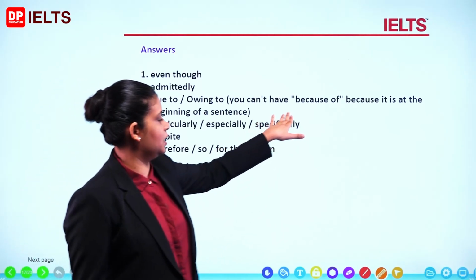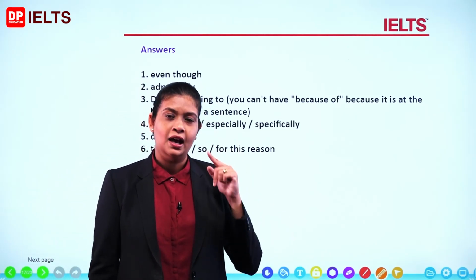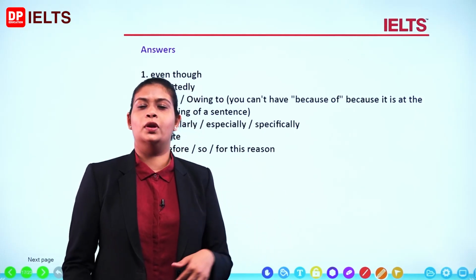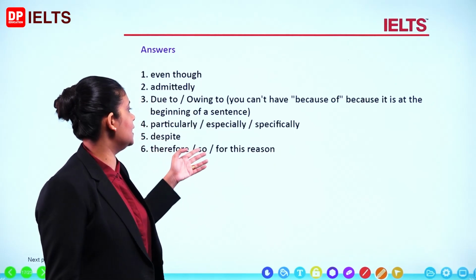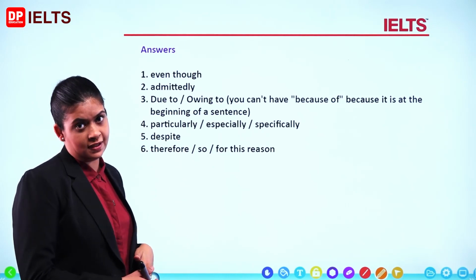You can't use "because" at the beginning of a sentence, and I taught you this. I told you that you can't use "because" at the start of a sentence when you're doing academic pieces of writing, okay? Particularly, especially, specifically, despite, therefore, so, for this reason, right?